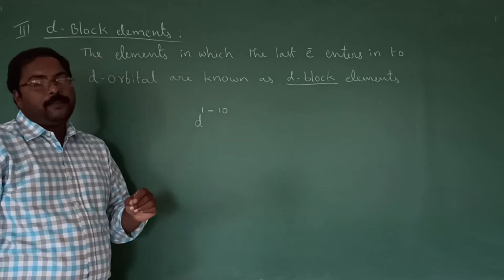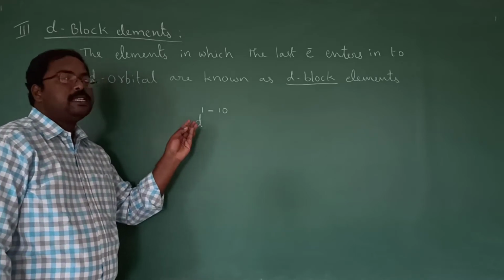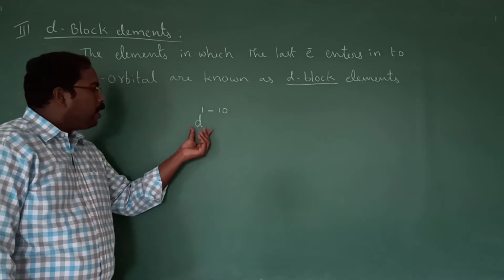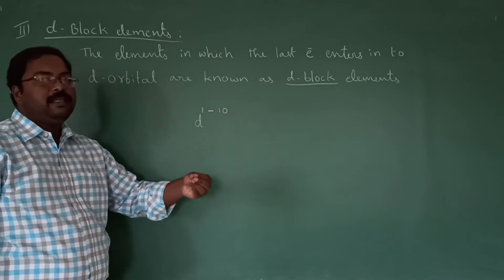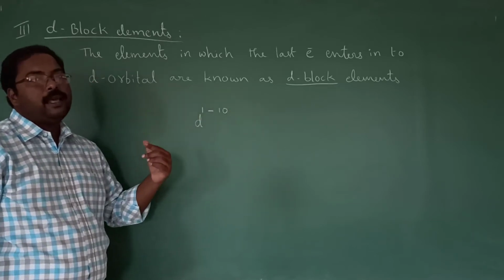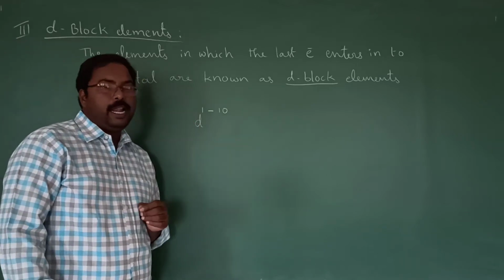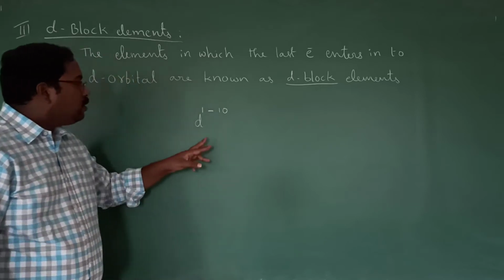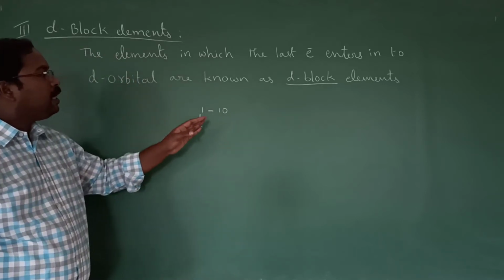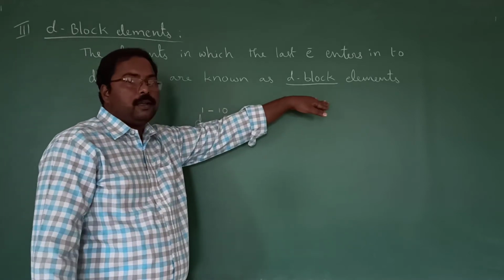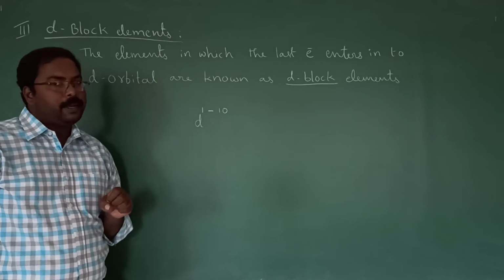So the elements whose last valence shell has the configuration from d1 or d2 or d3 up to d10, all those elements come under d block elements. So its capacity is 10, so 10 groups will come under d block. Understood the logic? It will be very easy to remember.